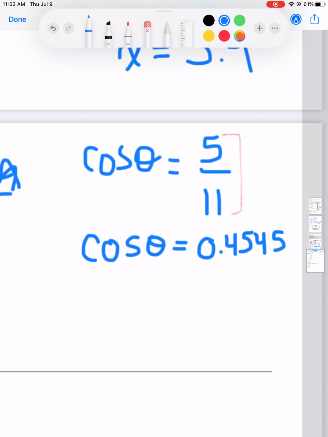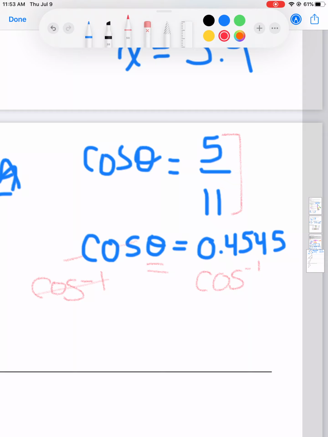Now we need to get the theta by itself. So usually you'd think, okay, well, you divide by cos. You can't do that, because in the math world that just doesn't make sense. What you have to do is cos to the minus 1. Then that would cross this out. So that means on this side you have to do cos to the minus 1 of 0.4545.